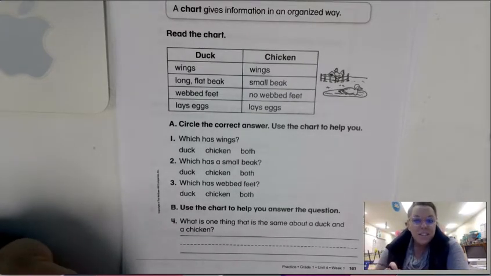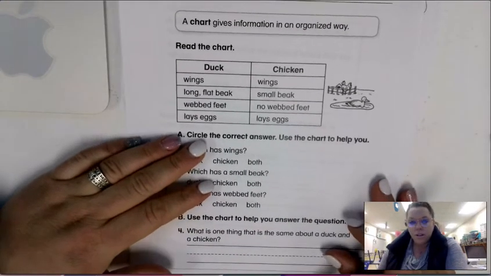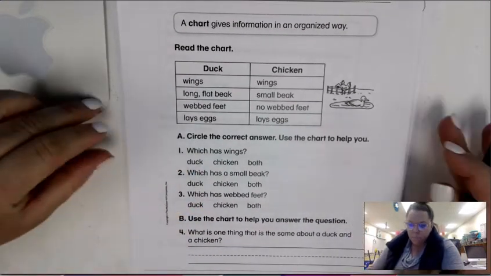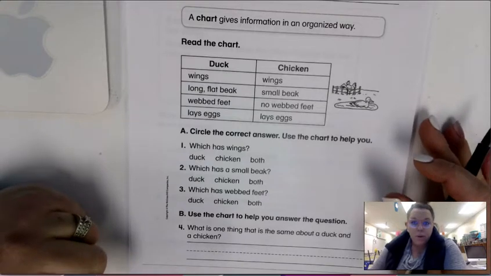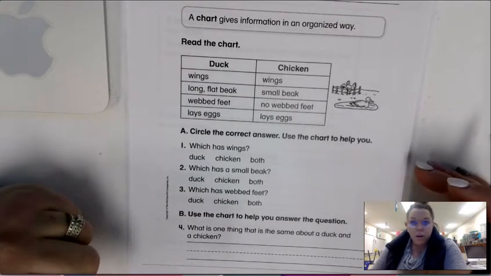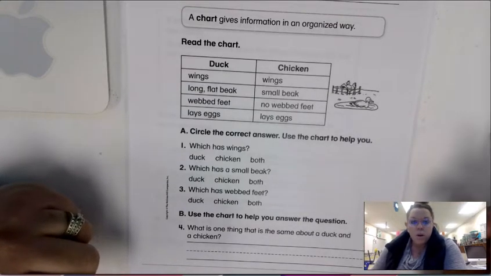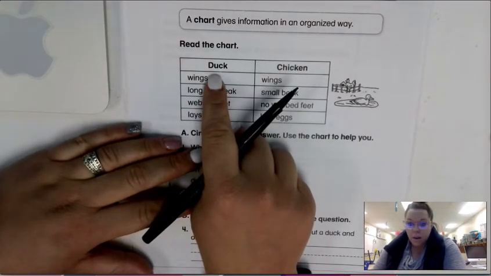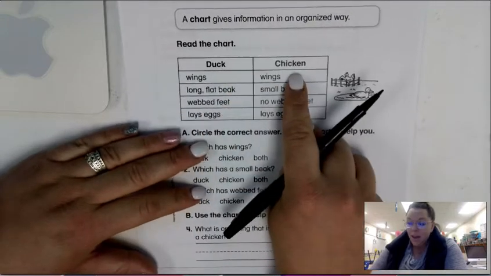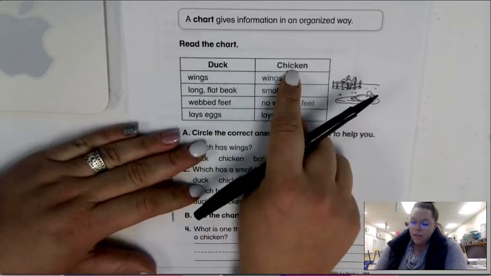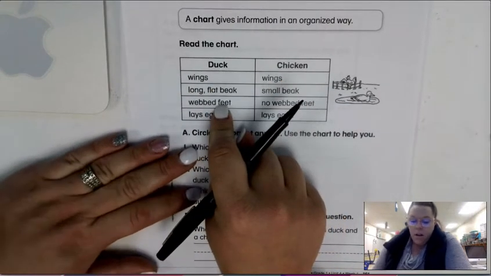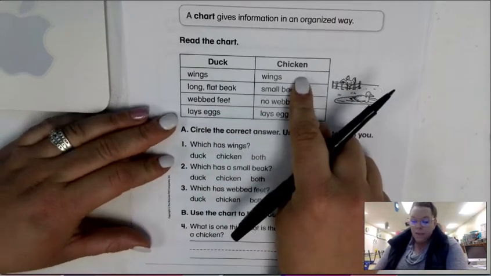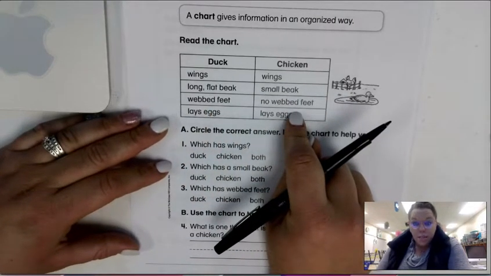Today, we're going to take a look at some different reading things, and the first thing we're going to look at is this chart worksheet. A chart, you'll remember, is going to give us information in an organized way. So we want to read the chart. You can see that our chart is going to talk about a duck and a chicken. So what we're going to see is that there are some things that are very specific to a duck and some things that are very specific to a chicken.